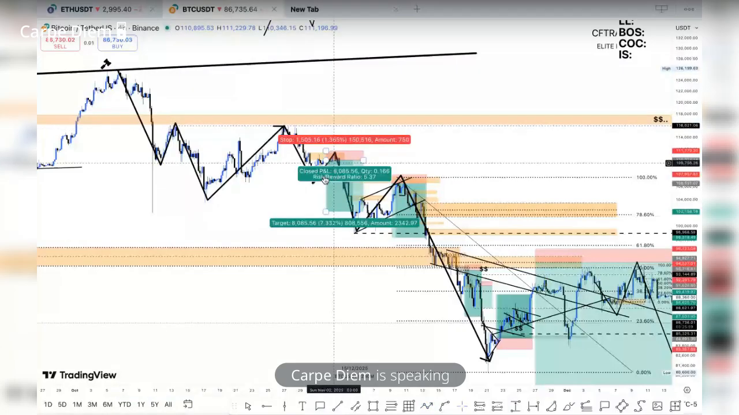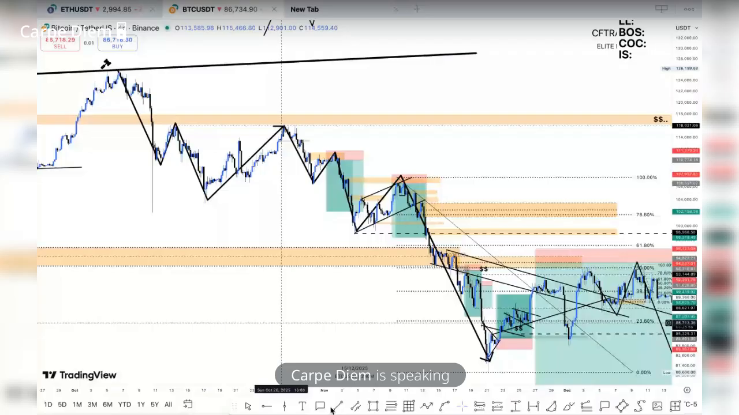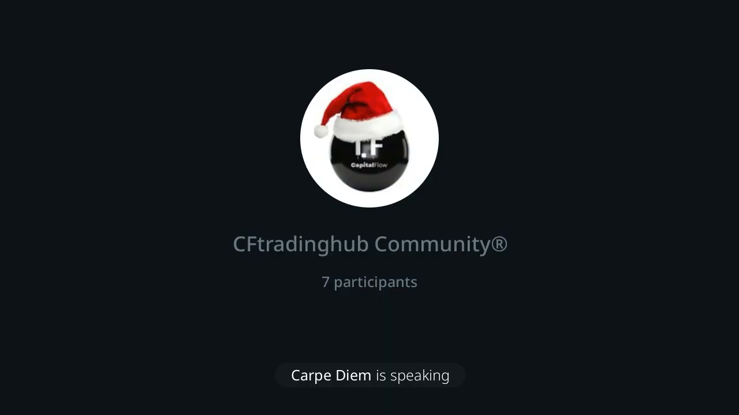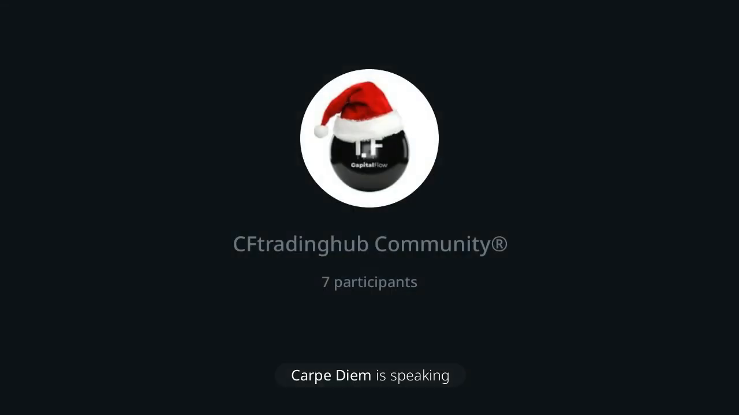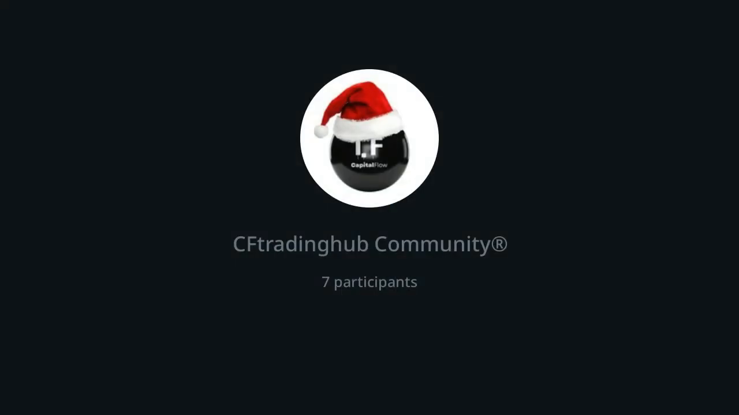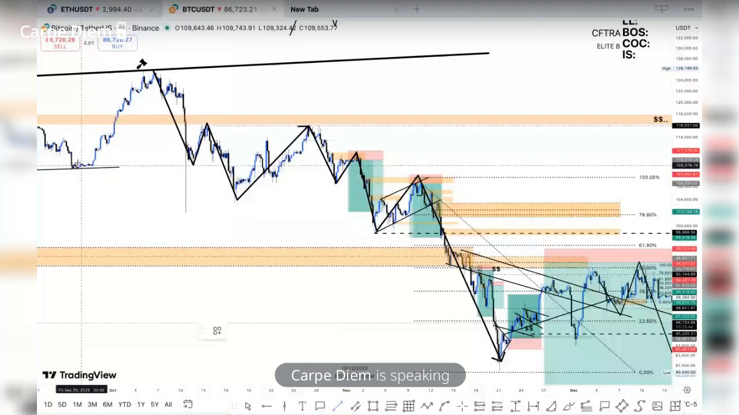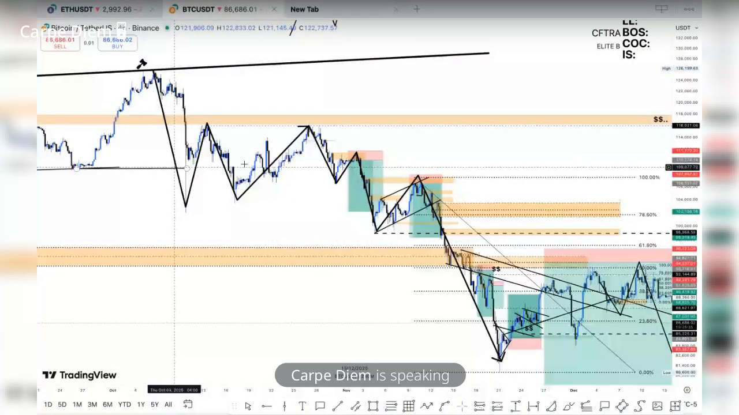Okay, so that's it. Now we had a break of structure over here. Let me just zoom in more so you can see it better. This is a break of structure over here. You know, we had this low. So after that break of structure, we had what? We had a pullback into a supply level over here.